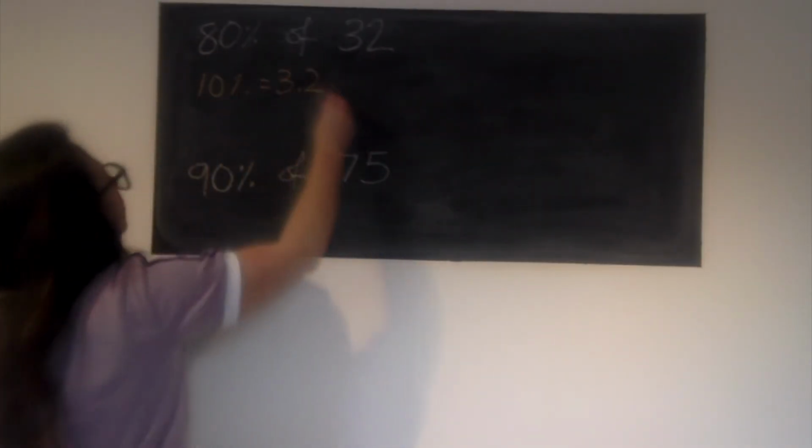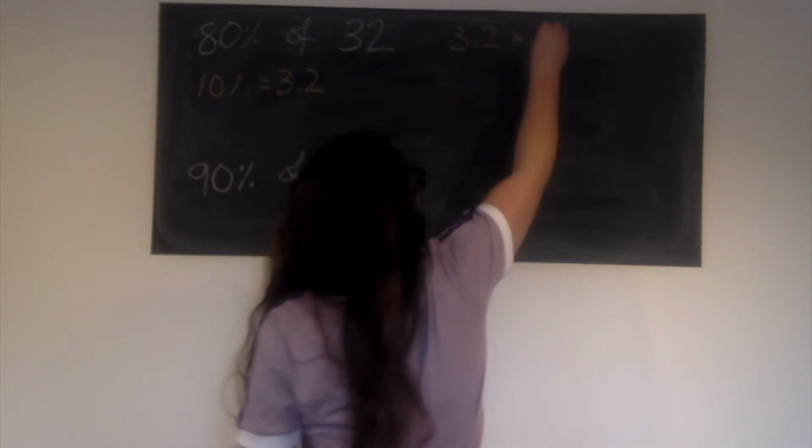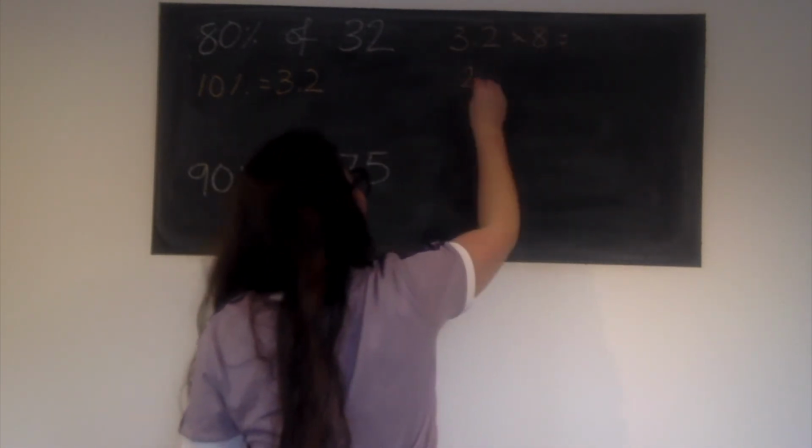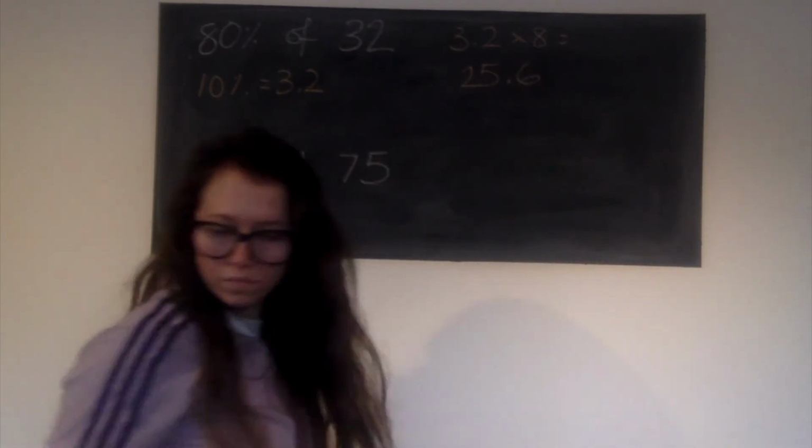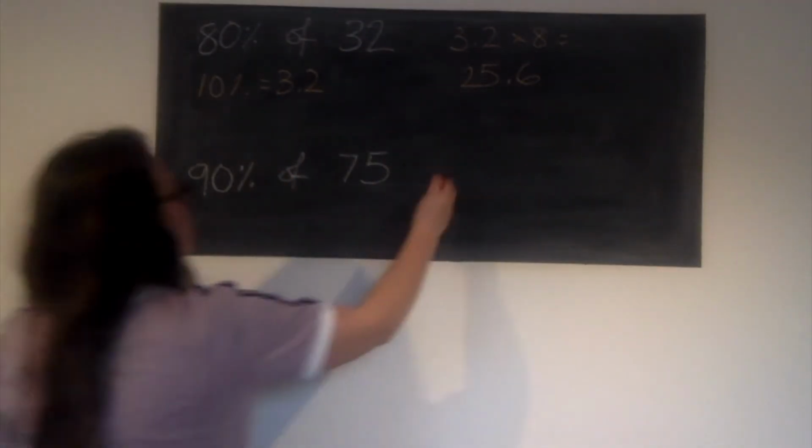Okay, for this first one, 10% divided by 10 gives us 3.2. And then to find 80%, we needed to multiply this by 8. So that would give you the answer of 25.6. I hope you remembered to carry.